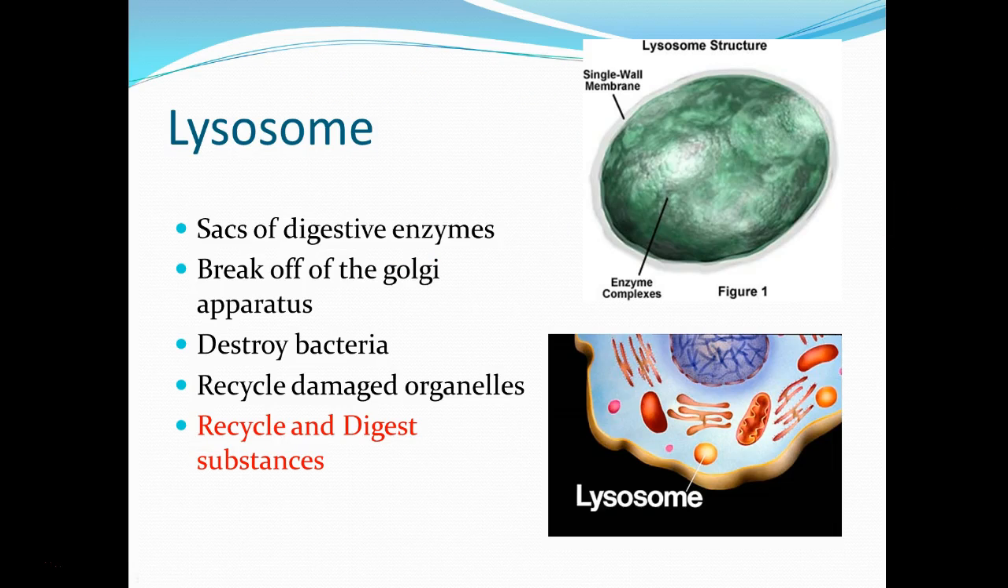Lysosomes. These are sometimes called suicide sacs because they are filled with digestive enzymes. You can think of them almost like acids that break substances down. These come from the Golgi apparatus, which actually produces them, and they are scattered throughout the cell. Their function is to break different substances down. It could be something foreign that shouldn't be in there, like bacteria. It could be organelles that have gotten old and are no longer functioning properly, so they're broken down and then parts are recycled. So it's a recycling and digestion location, or that's its main function.